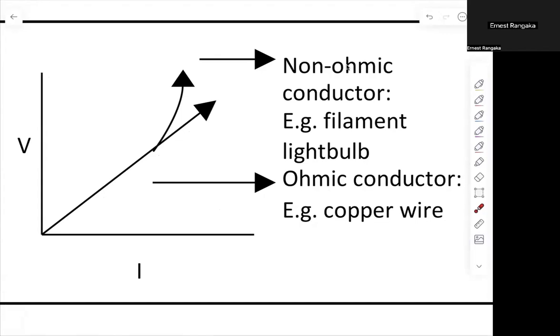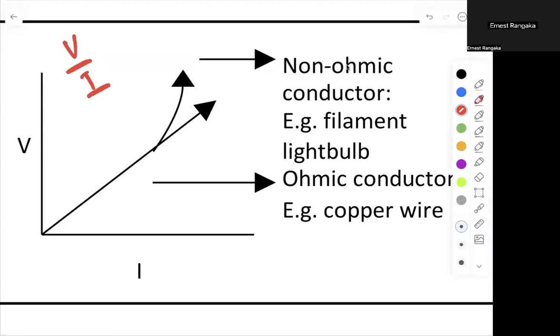And you can see there, for the ohmic conductor, the line that it forms, the V over I, is going to be quite consistent. What is the V over I? The gradient of this graph. So if you think about it this way, V over I, let me just make that a little bit smaller so you guys can see it.